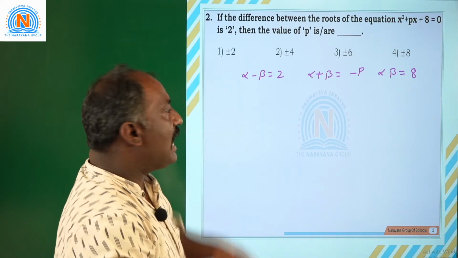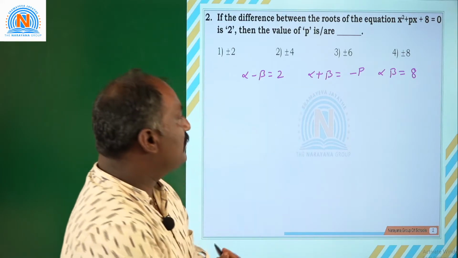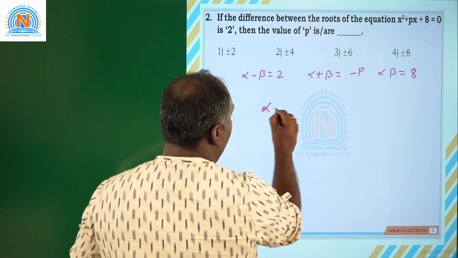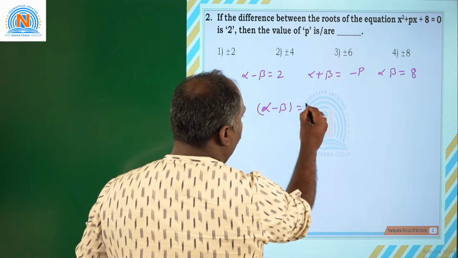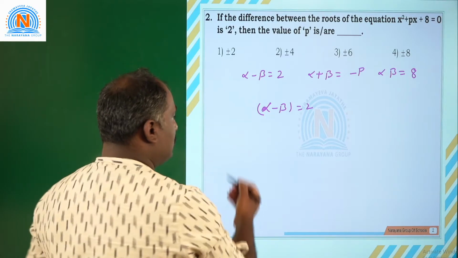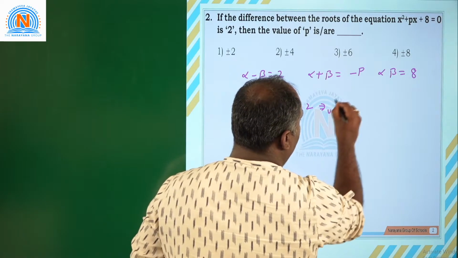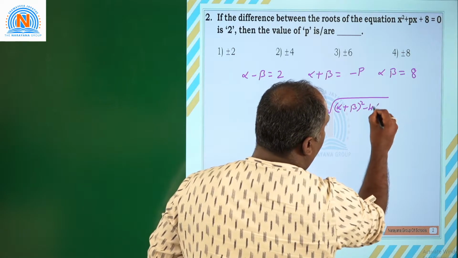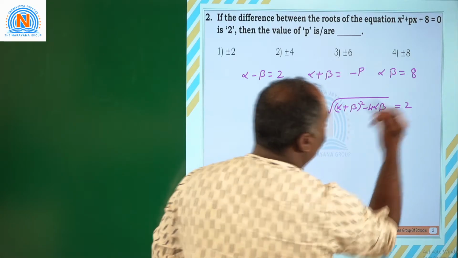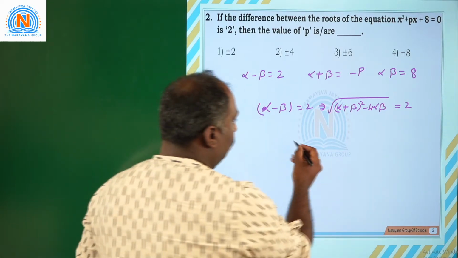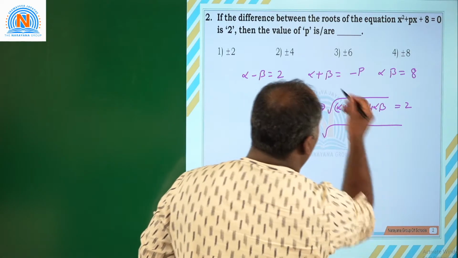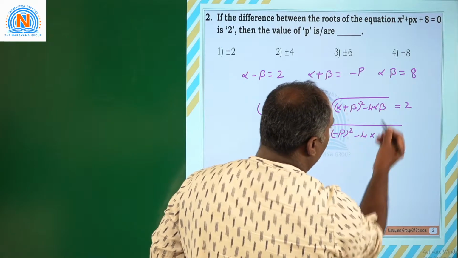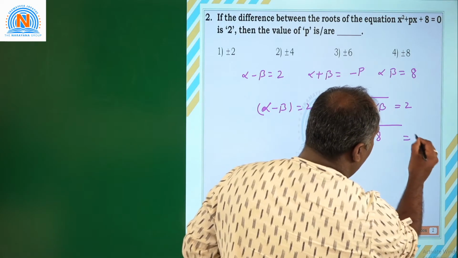Now we have this alpha minus beta value and we have alpha plus beta as minus p. So I can take alpha minus beta is equal to 2. I can write this as under root of alpha plus beta whole square minus 4 alpha beta is equal to 2. Okay, so we substitute alpha plus beta as minus p whole square minus 4 into alpha beta value 8, that is equal to 2.